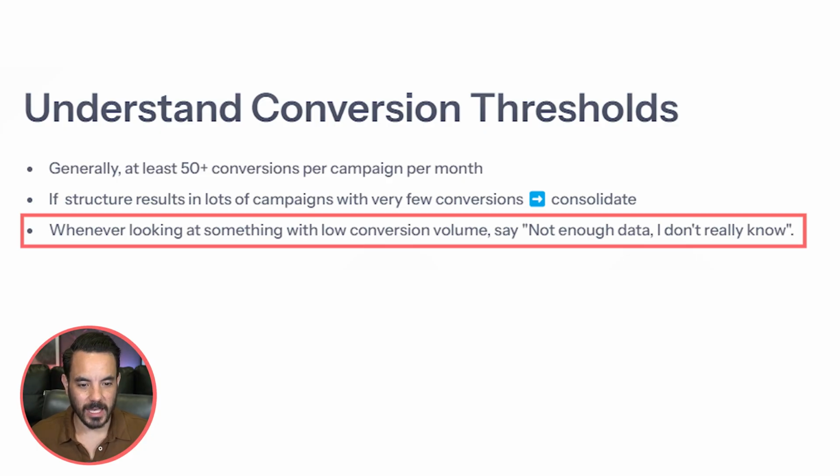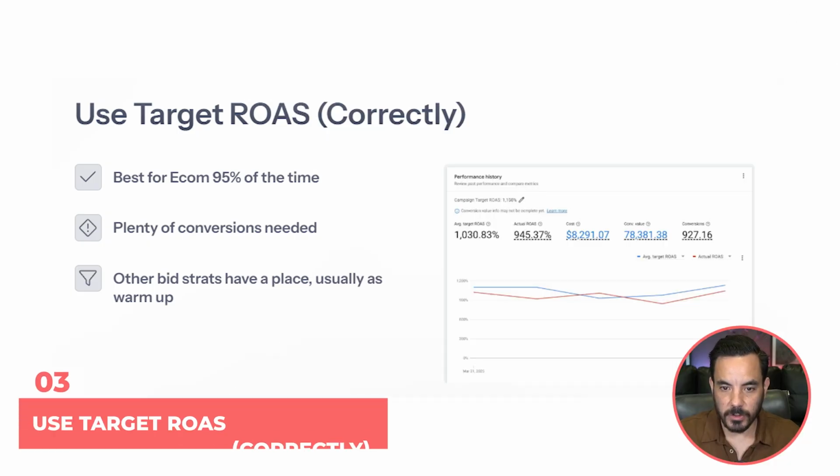You have to say, I don't know. I don't know if the ROAS is bad or good. I don't have enough data. Let's try and collect some more data so that I can actually be confident in understanding whether the ROAS is good or bad on this product, on this campaign, or whatever thing you're looking at when you see that performance. So understand conversion thresholds.